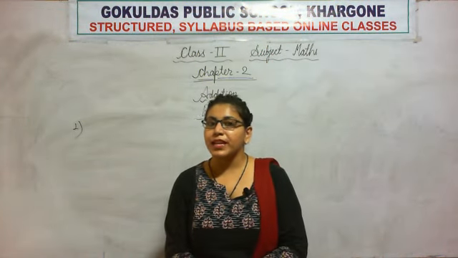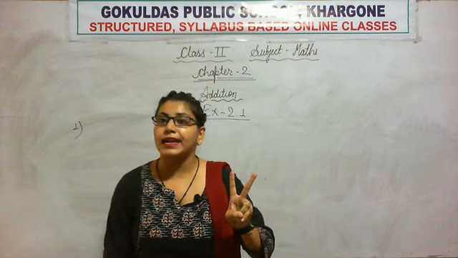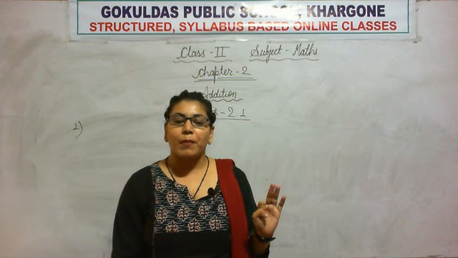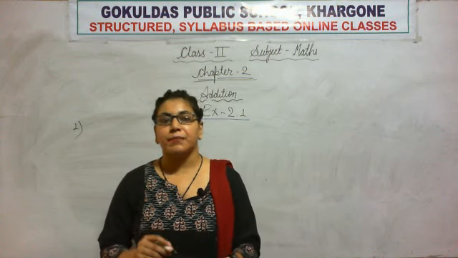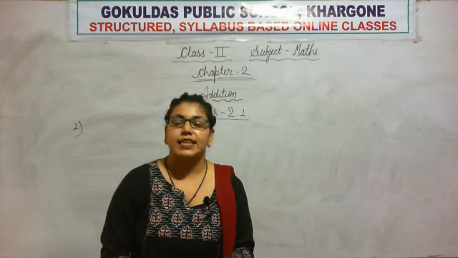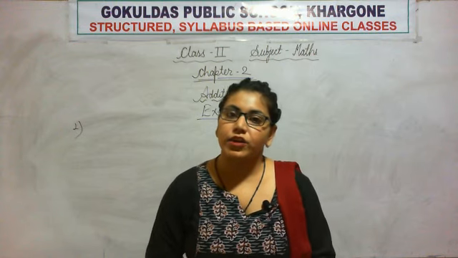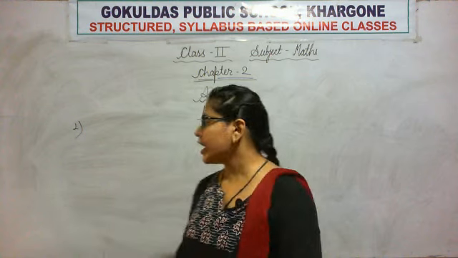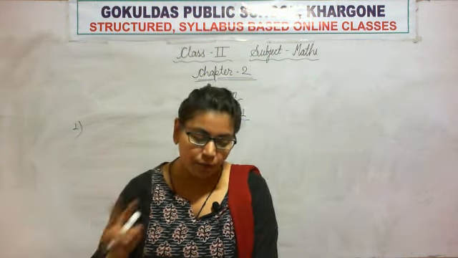So, how many properties have we learned? We have learned two properties, order property and zero property. Order property says that if we change the order of numbers, the answer will remain same. And zero property says that if 0 is added to any number or any number is added to 0, the answer will be the number itself. Okay. So now let's do some questions based on these two properties.